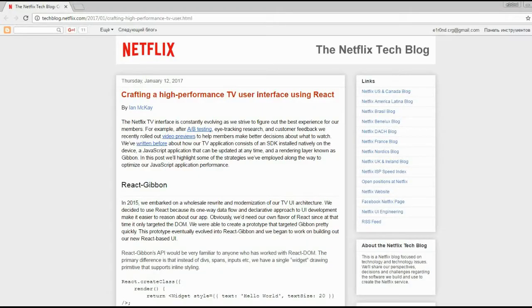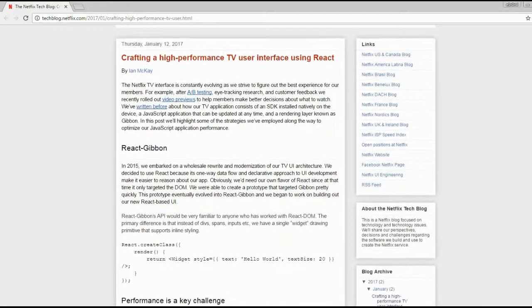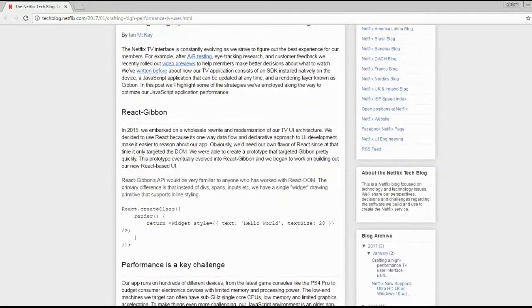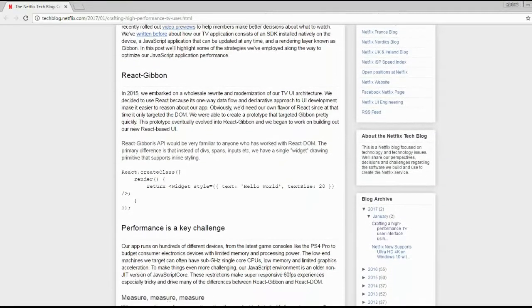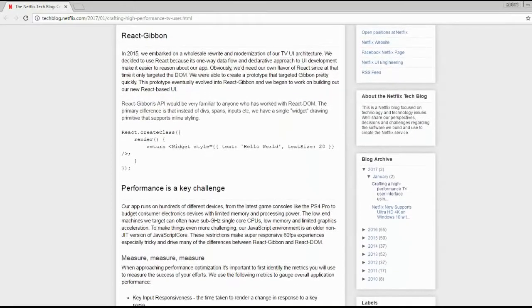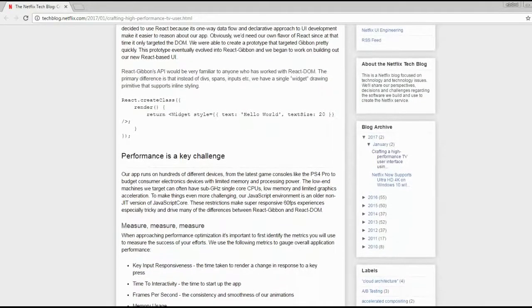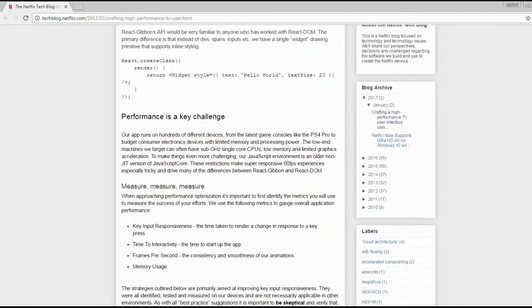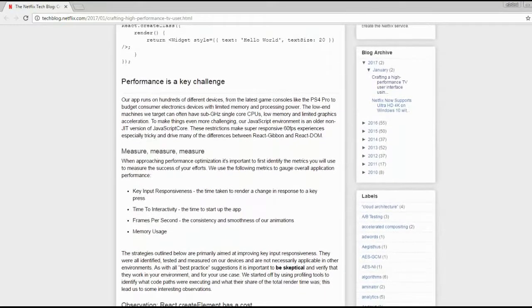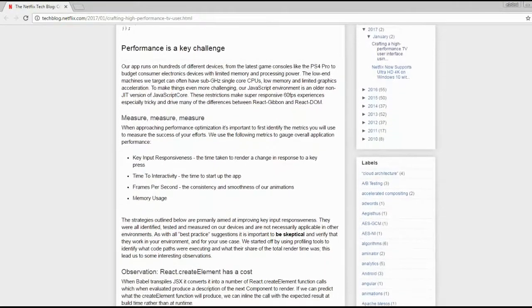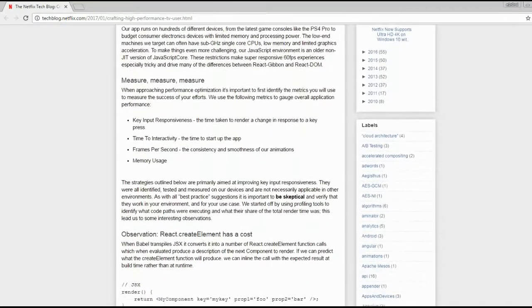McKey posted the article Crafting a High-Performance TV User Interface Using React on the Netflix tech blog. In this post, he highlighted some of the strategies that were employed along the way to optimize Netflix JavaScript application performance.